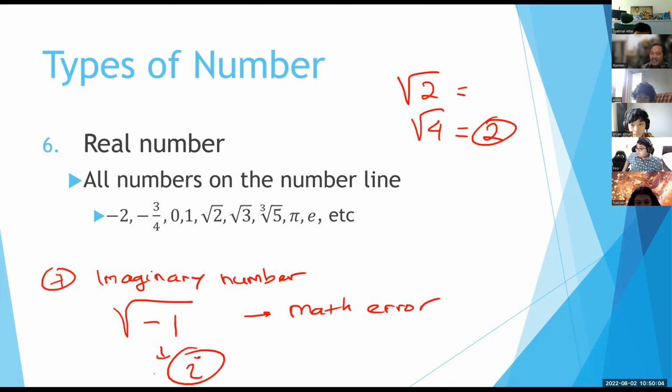But we will not study this, guys. I'm just telling you there is something called an imaginary number, but we're not going to talk about it. So there's real number, and there is also imaginary number. You can write this down as number 7, but you don't have to, because I'm not going to put that into the quiz. Any question before I give you a task?